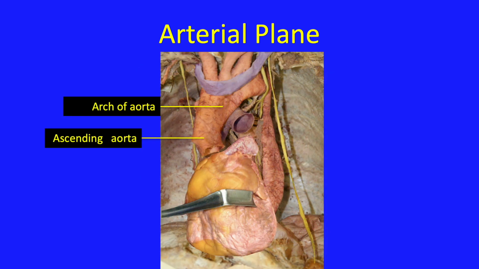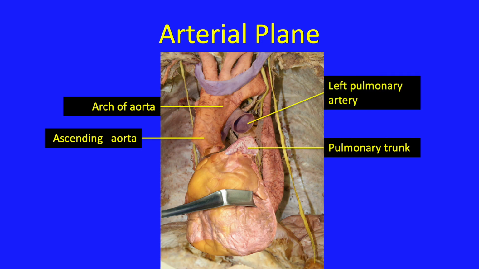If we cut through the pulmonary trunk, as was done in this heart, and the heart is reflected to the right, we now can gain an additional view of the arterial plane. Again, I show you the pulmonary trunk, but now the left pulmonary artery becomes apparent.